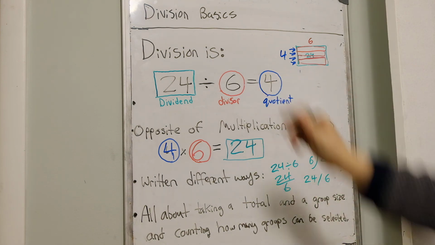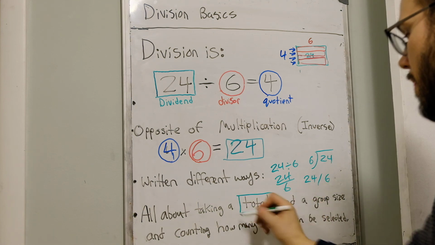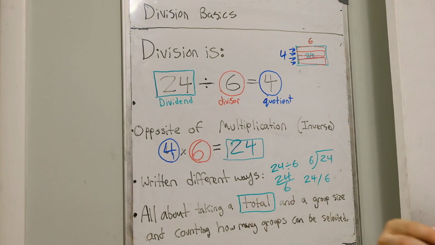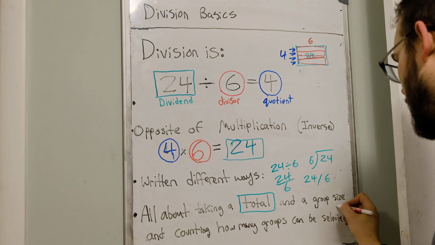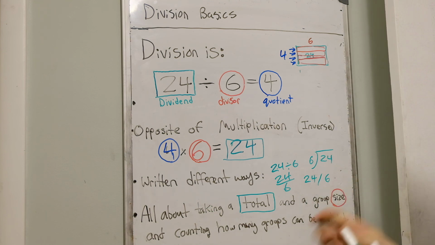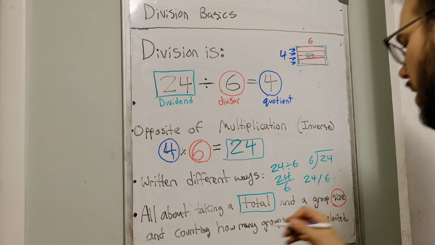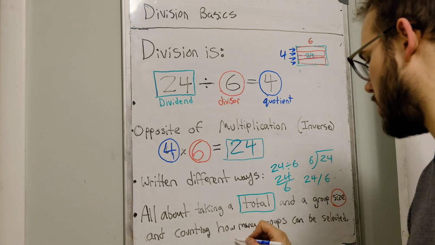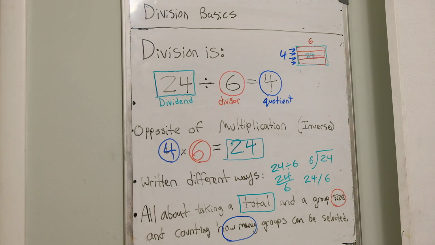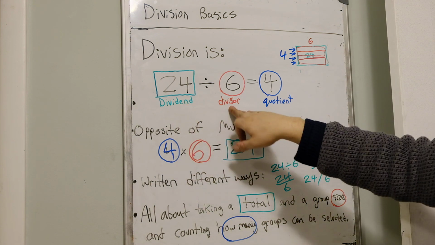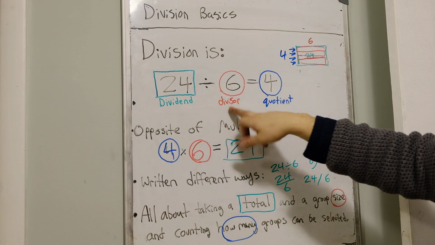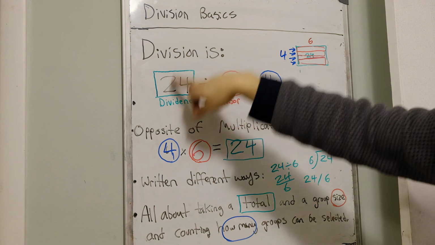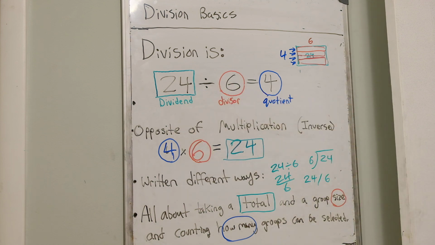And as I already talked about, it's all about taking a total and a known group size, and then counting how many groups you can select. So that's division. Take a dividend and a divisor, see how many of the divisor fits into the dividend, and you have yourself a quotient. Okay, so in the next videos we'll do more stuff with division, and we'll use these words as we work through them.